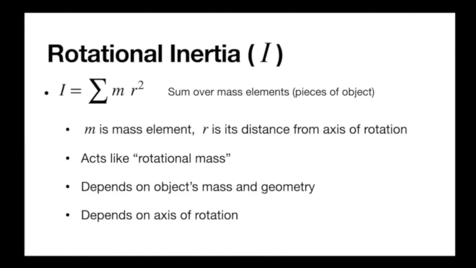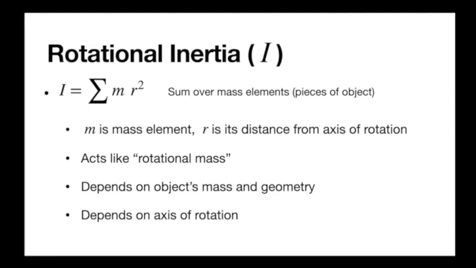So if we take a look at this chair, the axis of rotation is around the center, and if I wanted to find the rotational inertia of it, I'd have to add up the mr squared: the mass of this piece times its distance from the center squared, plus the mass of this piece times its distance from the center squared, plus the mass of this piece, and so on.